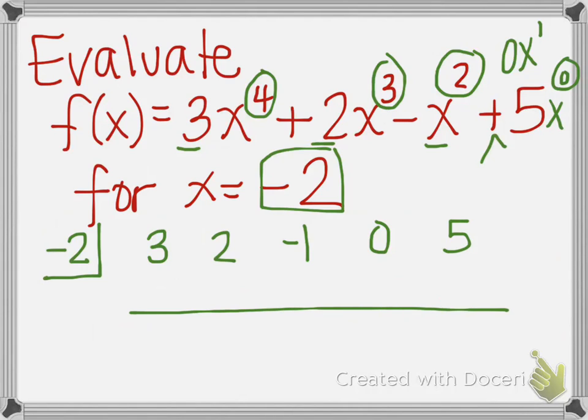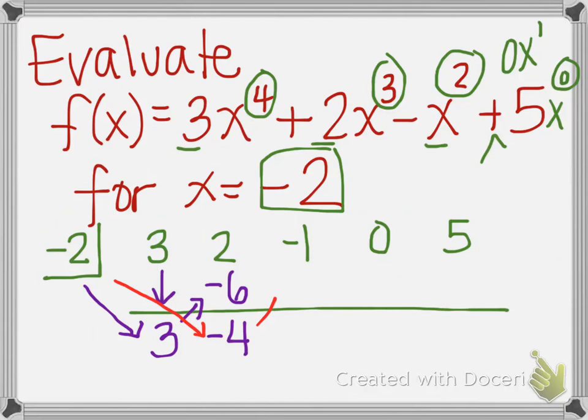I draw my line, and now let's do our synthetic substitution. The first number comes straight down. I multiply diagonally, and I put the number here. And then I add straight up and down. And then we just repeat the process until we've filled up all the lines. I multiply diagonally, put the number here, +8 because I have two negatives. I add straight up and down.